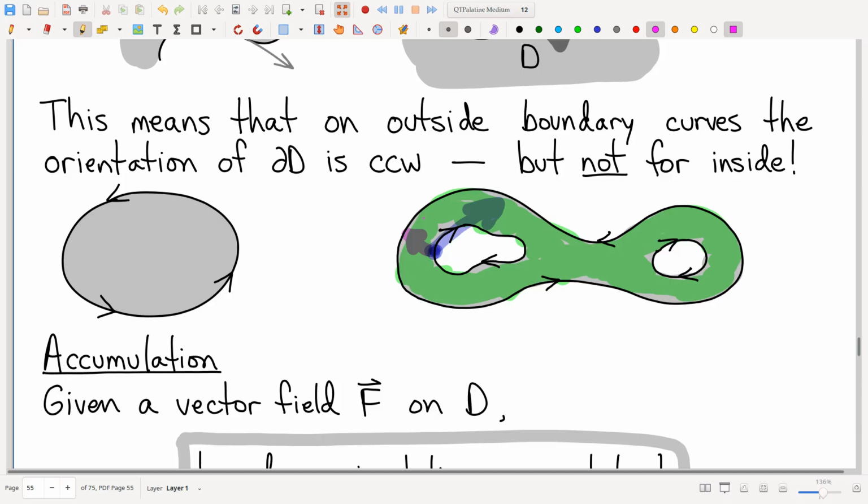Or are you just following the direction of the loop your point is on? Say it one more time. Aren't you just following the direction of the loop your point is on?